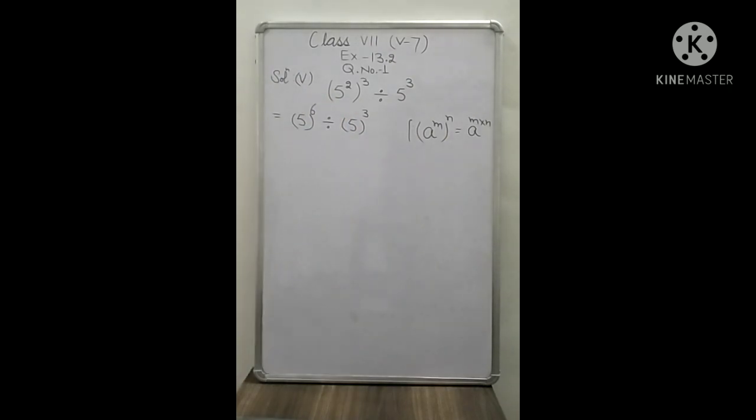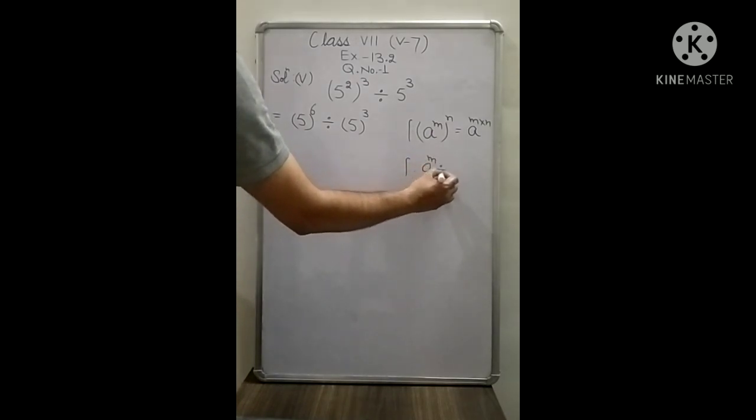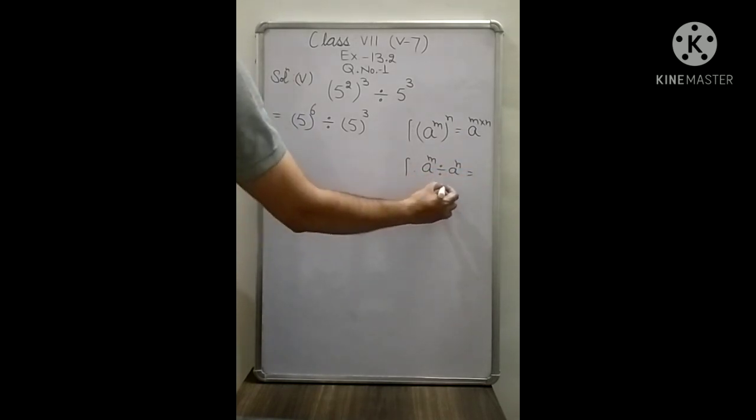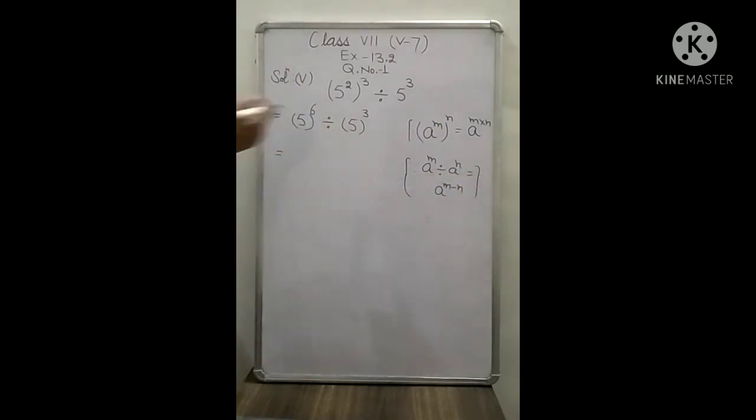Now again you have to use a law of exponents. Again see these two numbers. Here the bases are the same and the exponents are different, and in between there is a division sign. So which law will you use? a raised to the power m divided by a raised to the power n is equal to a raised to the power m minus n. So this law you have to use here.